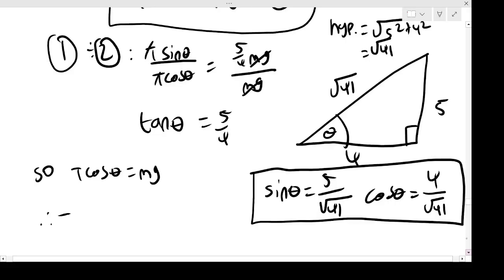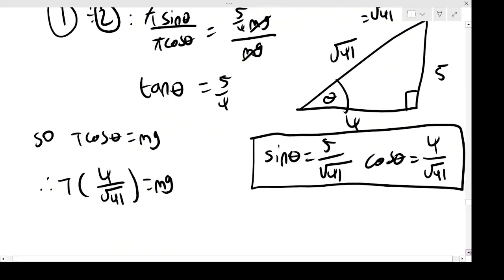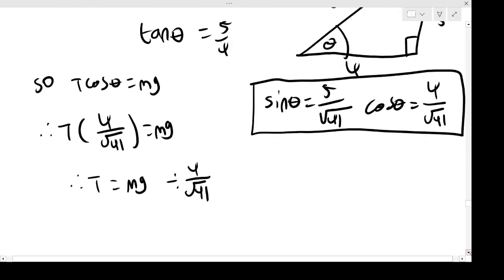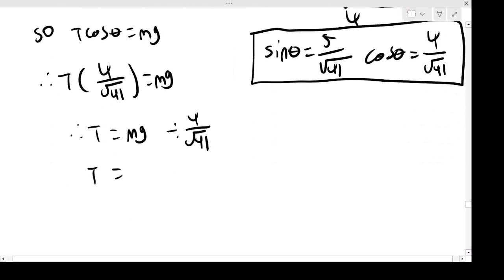So therefore, t lots of 4/root 41 is mg. So t is going to be mg divided by 4/root 41. Remember with divided fractions, we keep, flip, change. So it's going to be mg times root 41/4. So that's just root 41/4 mg, right? And that's my tension.